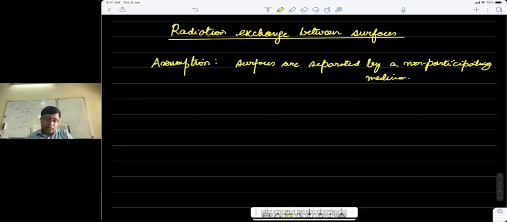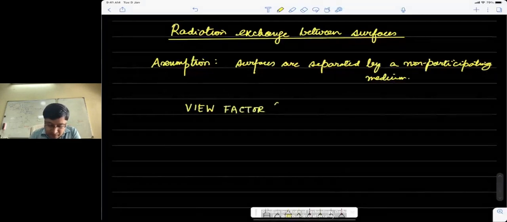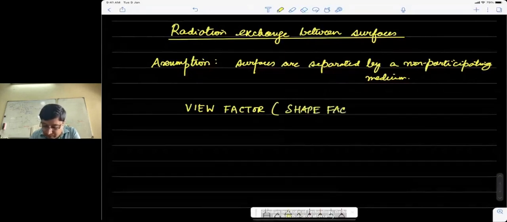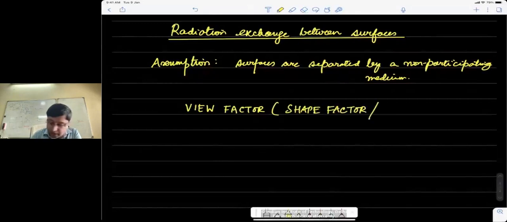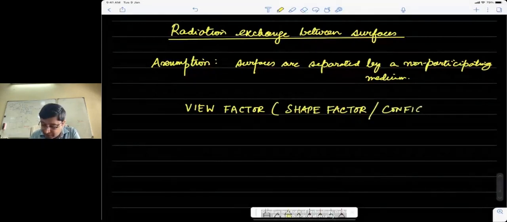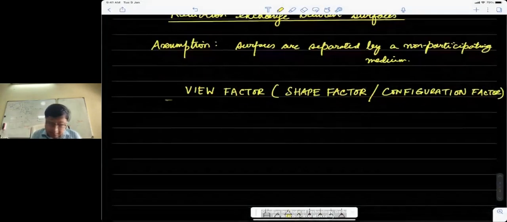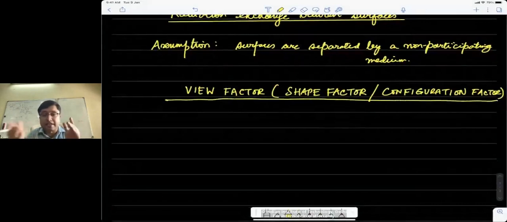So to do these kinds of calculations, or these kinds of design exercises, we typically start with a new parameter, which is what is called a view factor. The view factor is sometimes also called a shape factor, or sometimes you will see some books call it a configuration factor. But it is based on whatever we did in the last lecture, which is about how one surface sees the other surface.